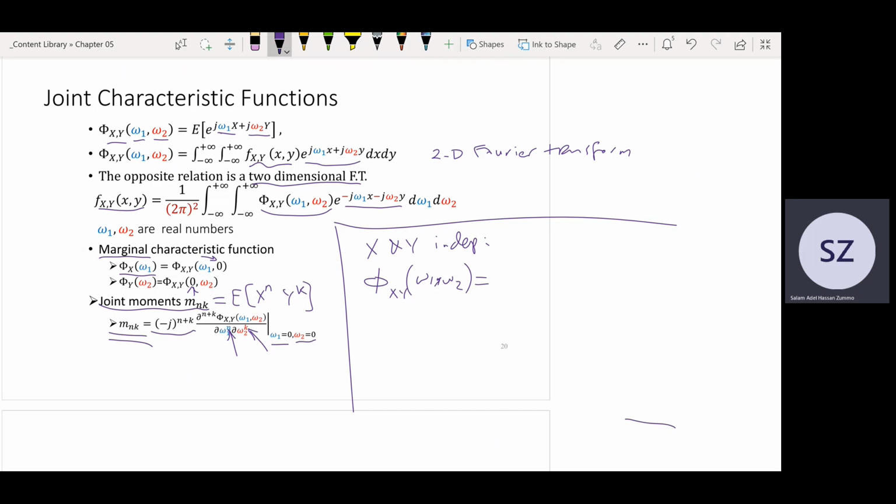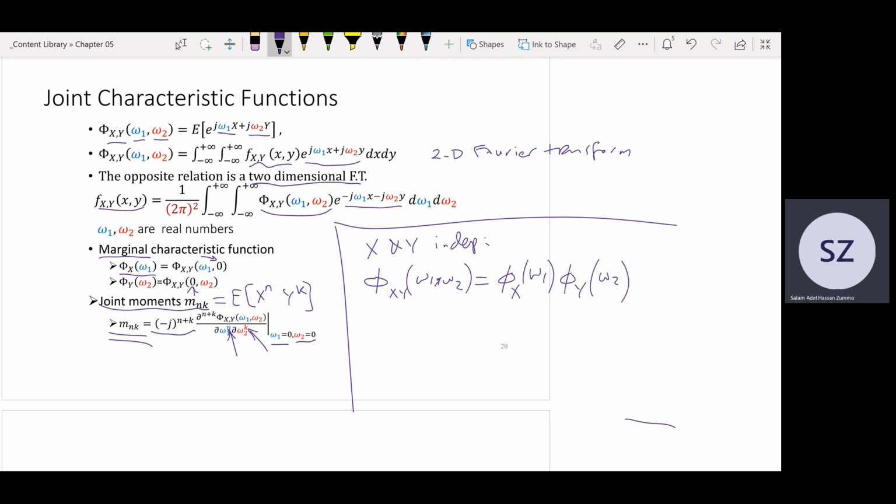This is the double integration of the joint PDF times e to the j omega 1 x times e to the j omega 2 y. What if I have independent random variables? Then the joint PDF will be exactly the product of the two marginals, f_X of x and f_Y of y, and they have a complex exponential of x and a complex exponential of y. Can I decouple the integration? It will be decoupled into phi_X of omega 1 times phi_Y of omega 2.